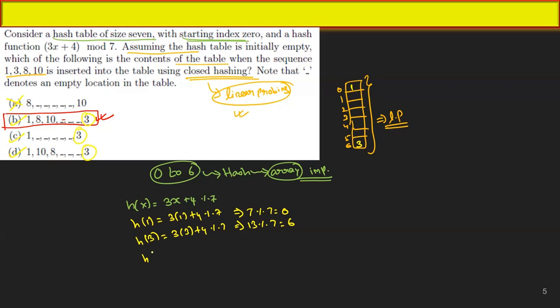Now h of 8 is equal to 3 into 8 plus 4 mod 7. So 24 plus 4, 28. If I'm not wrong, 28 mod 7 is equal to, 7 4s are 28, remainder is 0. So where will you go and knock? You will knock at 1, you will knock at 0. 0 is already filled. So you are going to place 8 over here. So second position 8. You are finalizing that. Second position is 8. Here 8. Here no 8. Here no 8. So the option is B.